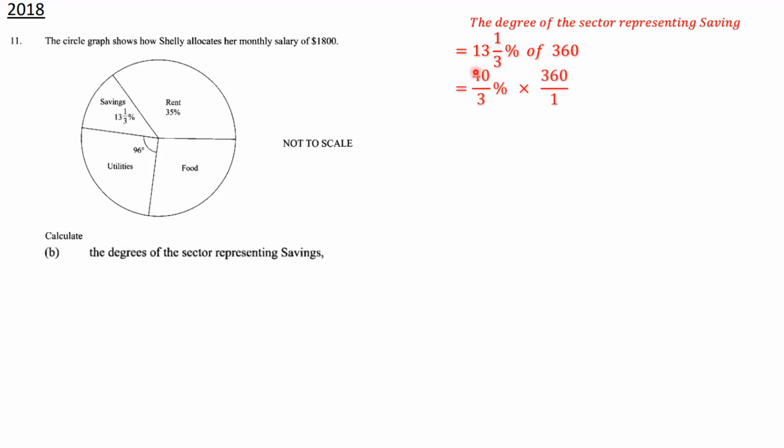What we're going to do here is change this 13.33%, which is a mixed number, into an improper fraction. The way we do that is we multiply 13 by 3, and 13 multiplied by 3 is 39. And we add 1, so it's going to be 40. 40 over 3, because we keep the denominator. All right, let me explain that again.